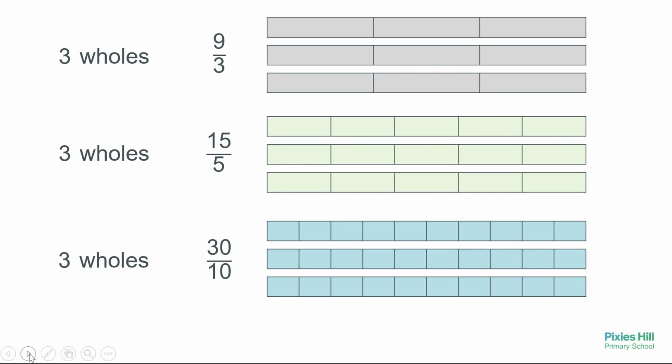Some children may also begin to notice the relationship between the numerator and the denominator. For example, 9 divided by 3 would equal 3, 15 divided by 5 is also 3, and 30 divided by 10 is 3. This concept will be explored later on.